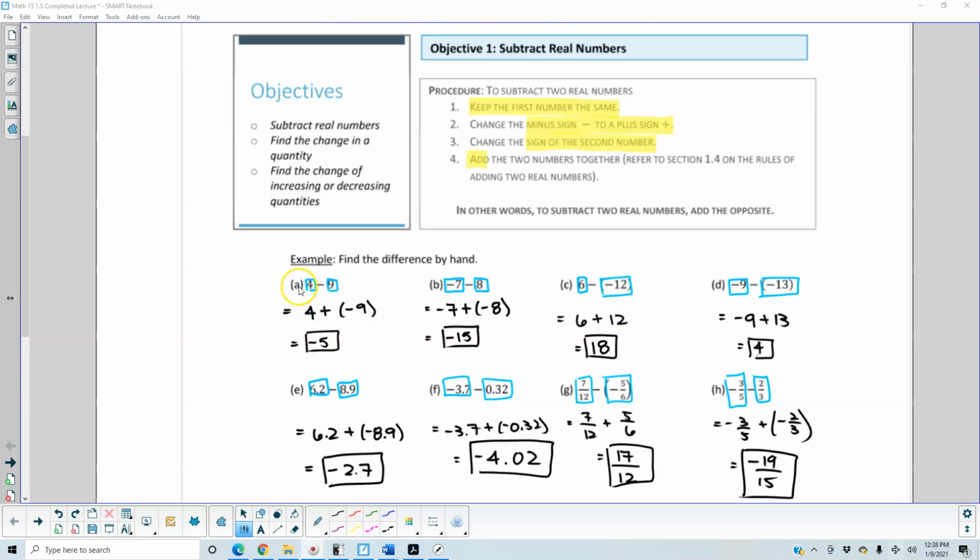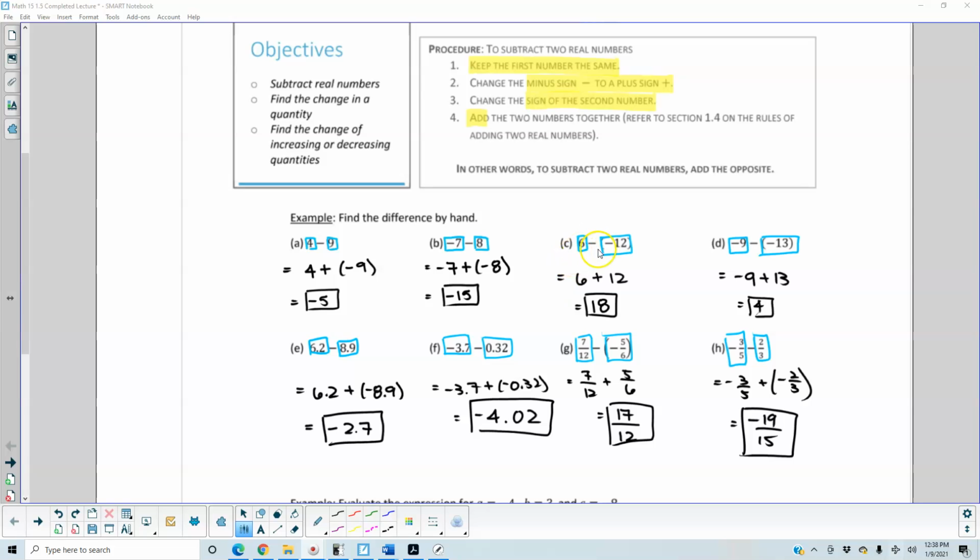So, first example, 4 minus 9 is the same thing as 4 plus negative 9. So we're going to subtract 4 from 9 to give us 5, and the bigger number has the sign, so it's negative 5. This becomes negative 7 plus negative 8. If you lose $7 and you lose $8, well, that means you lose $15.